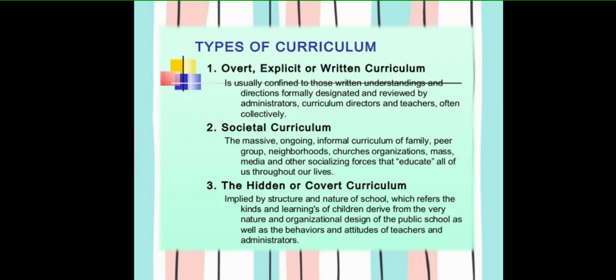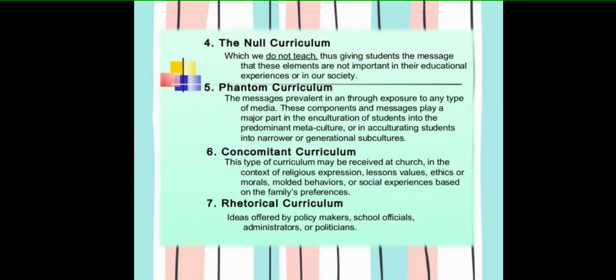Third one, the hidden or covert curriculum, implied by the structure and nature of school, which refers to the kinds of learnings of children derived from the very nature and organizational design of the public school as well as the behaviors and attitudes of teachers and administrators. Fourth one, the null curriculum, which we do not teach, thus giving students the message that these elements are not important in their educational experiences or in our society.